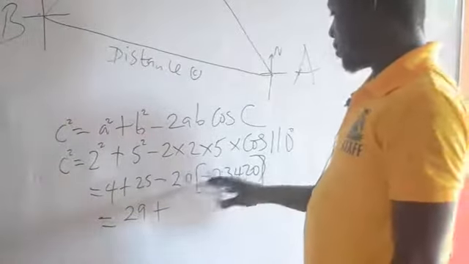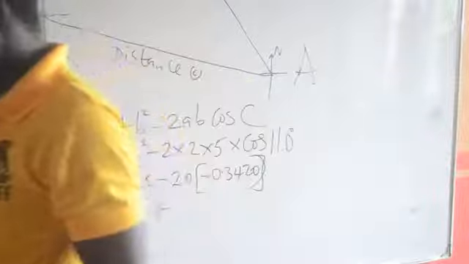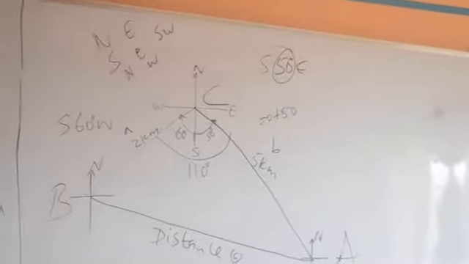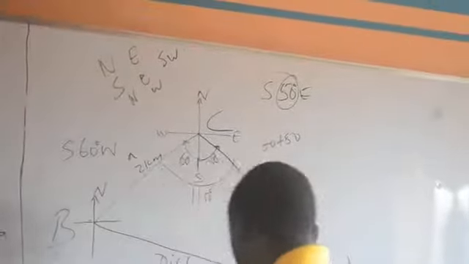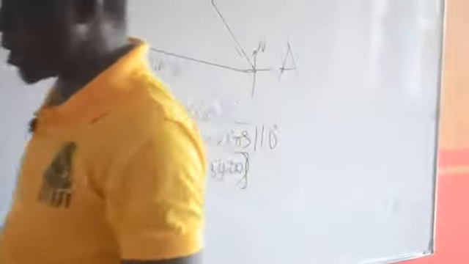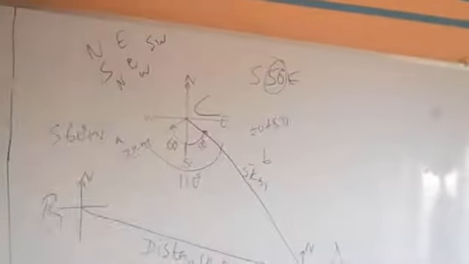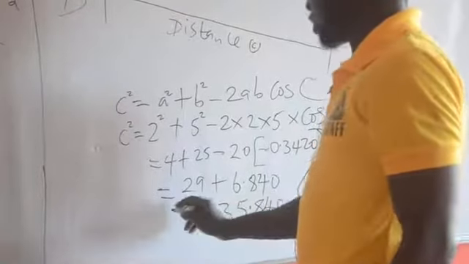Then 20 times 0.3420. By the time you do that, you will have 6.840. You now sum them all. You get 35.84. That's what? 35.840. So that's our c squared.